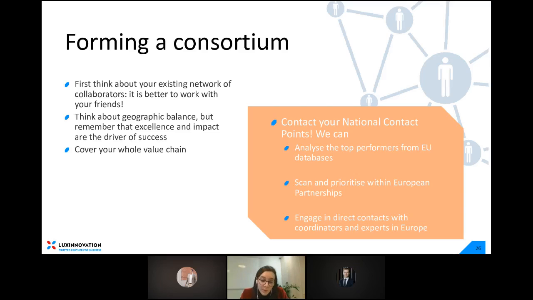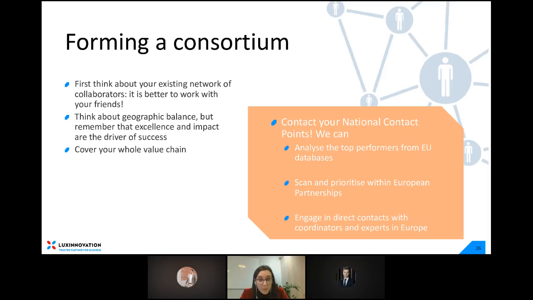You need to have, as a minimum rule, 3 different partners from 3 different European countries. That's a minimum. In most cases, it's not the target. You should always aim for more. So how to form the consortium? Always read the call text carefully, identify the type of partners needed there.